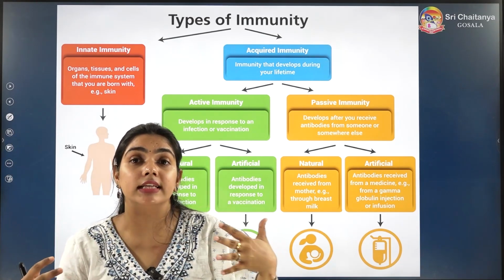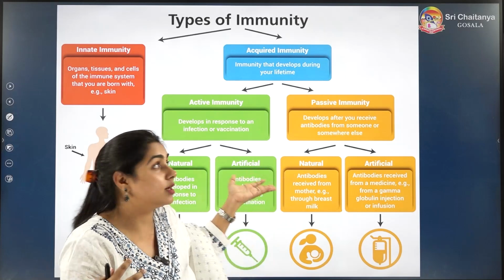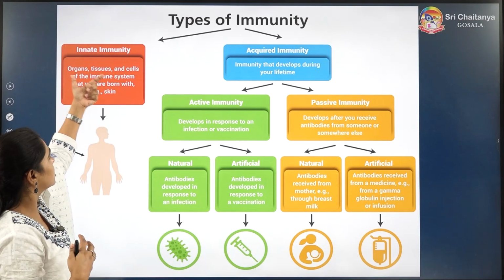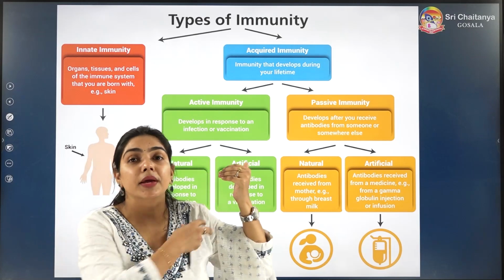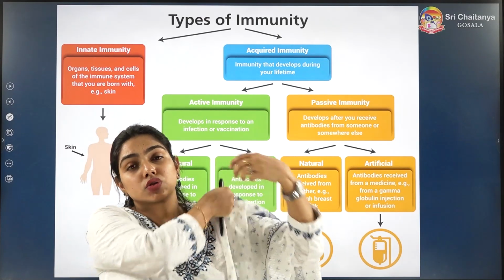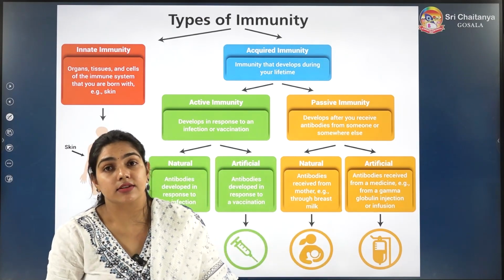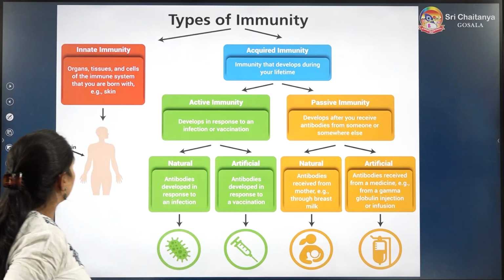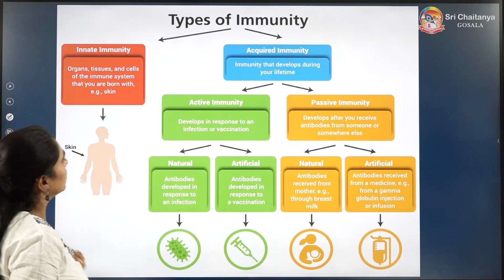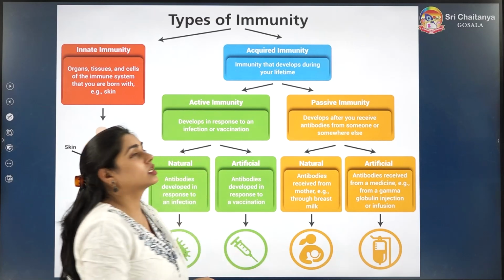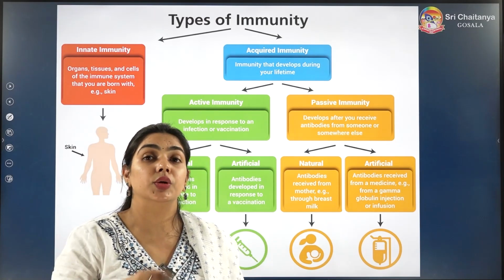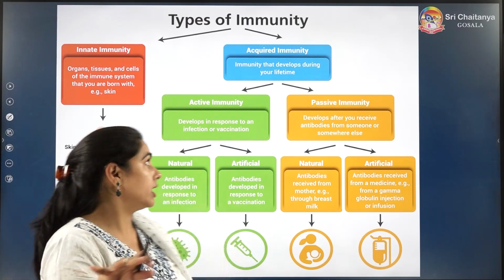We all have got these barriers. Skin is a physical barrier, everyone. So the organs, tissues and cells which you are born with and which are helping you so that you will not get the disease, those are coming under innate immunity. Now acquired immunity is the immunity which develops after the birth, during the lifetime it develops, right?